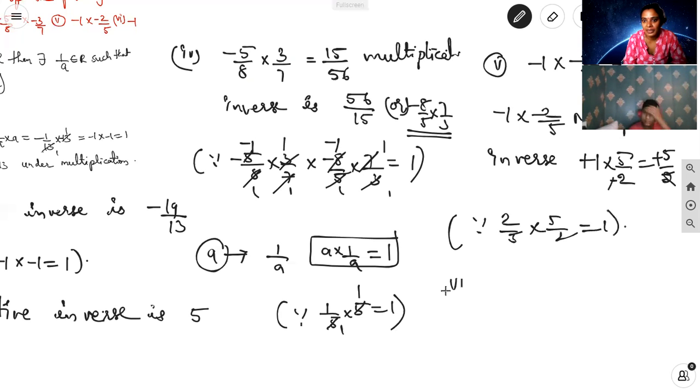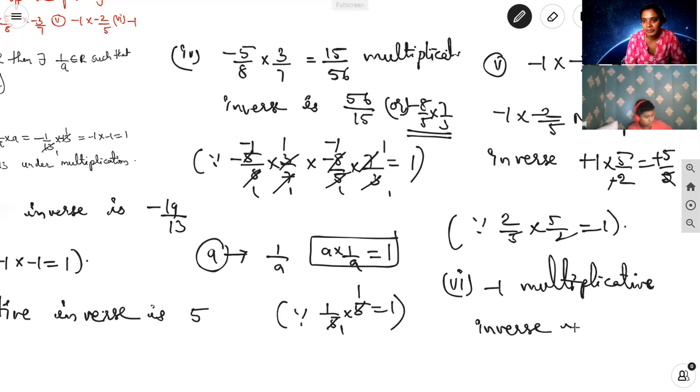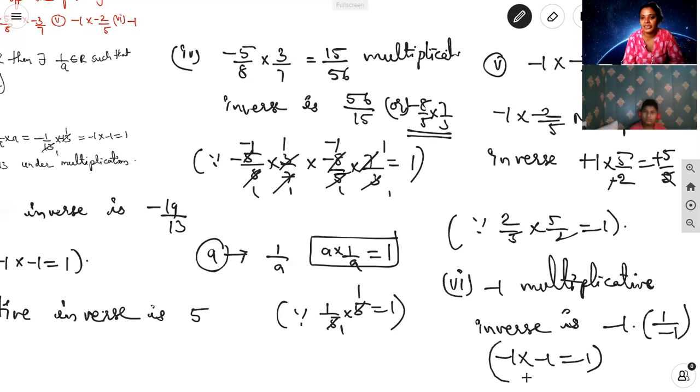Sixth one, minus 1 multiplicative inverse is minus 1 only. Why? Because the reciprocal of minus 1 is 1 by minus 1, which is minus 1 only. Okay. Again, you can check it. Minus 1 into minus 1, you are getting 1. So minus 1 inverse is minus 1.